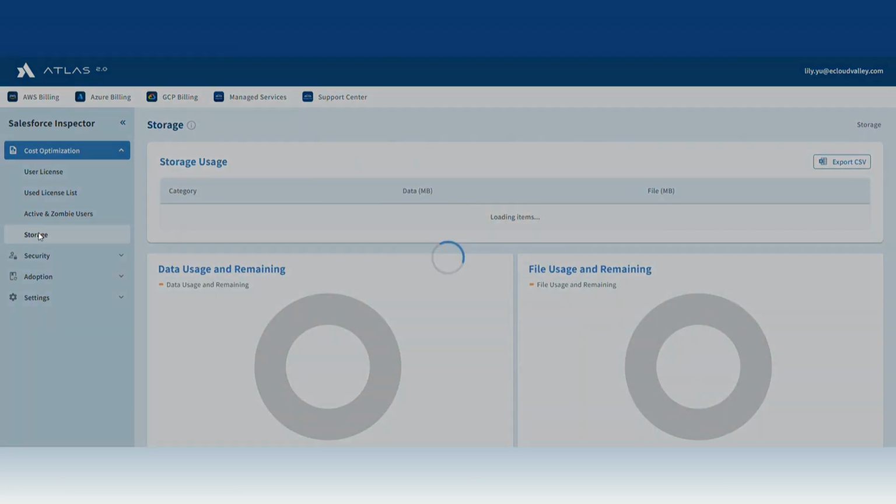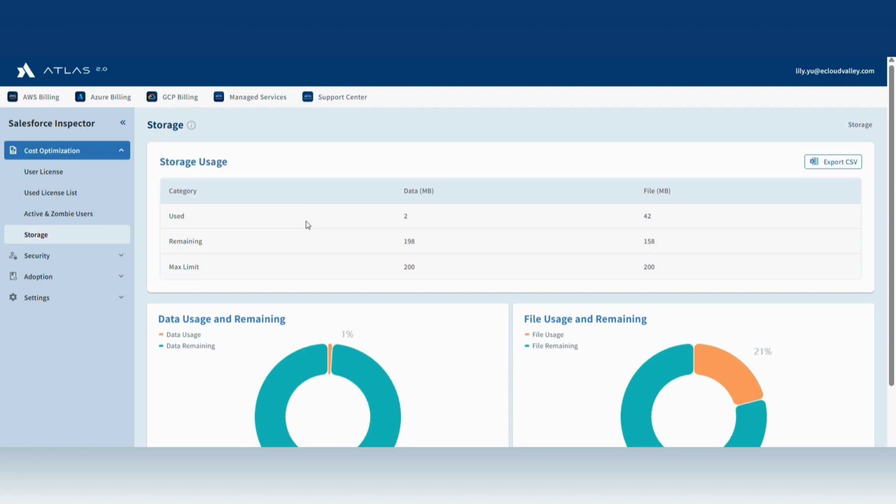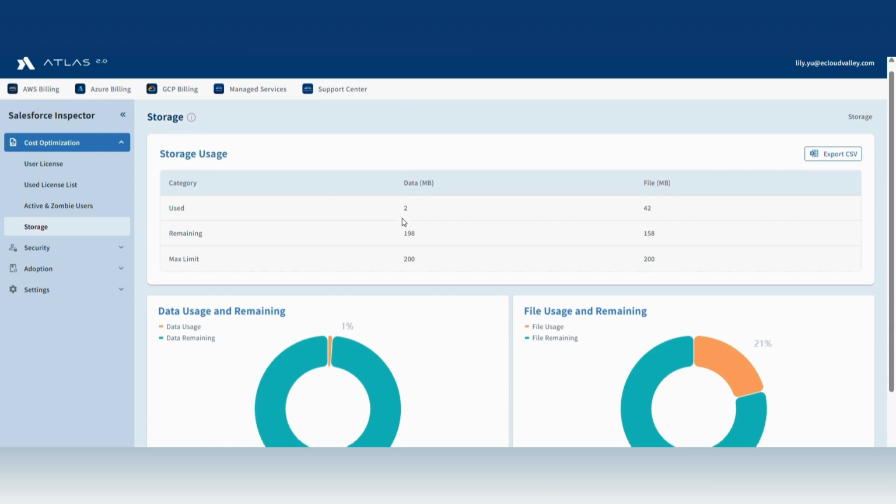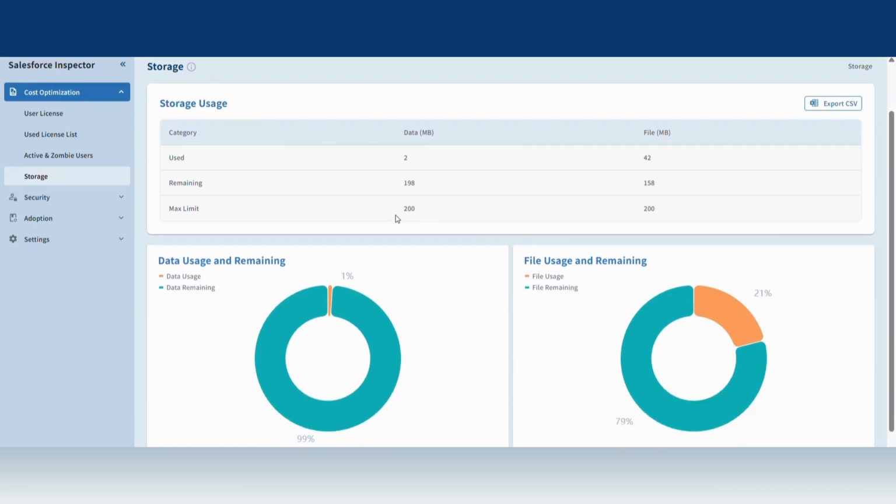Both data and file storage are monitored, helping you avoid unexpected overage charges or rushed expansions when limits are close. Taken together, this isn't about cutting costs. It's about making informed adjustments, understanding what's truly being used and what can be optimized, so Salesforce becomes more efficient and more cost-effective without disrupting your business.